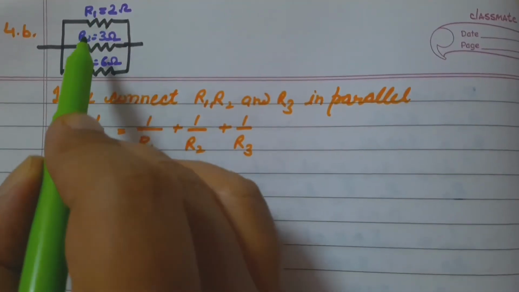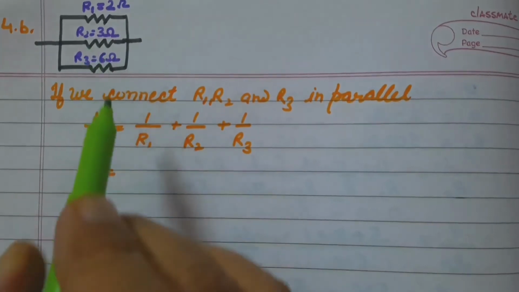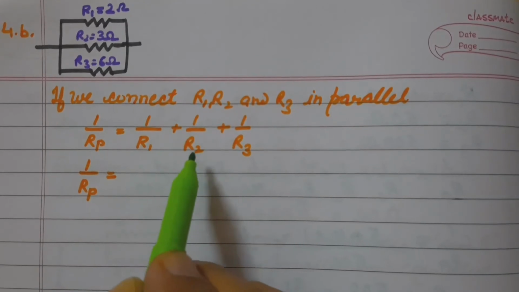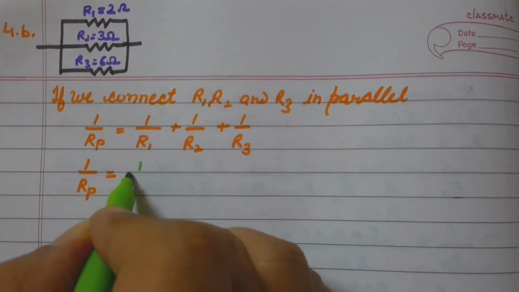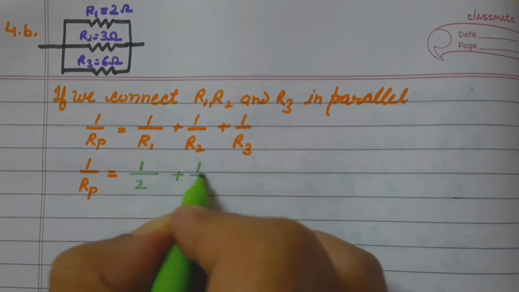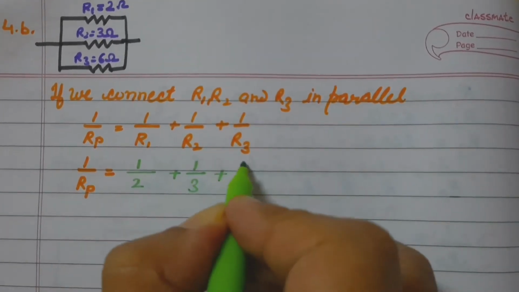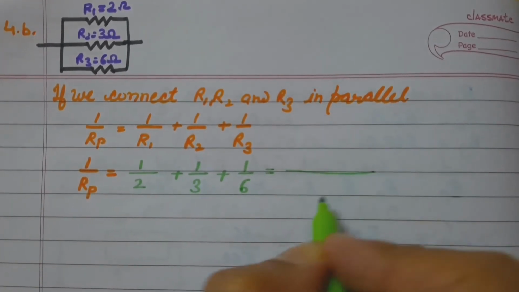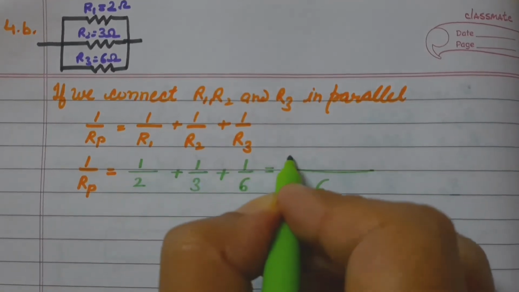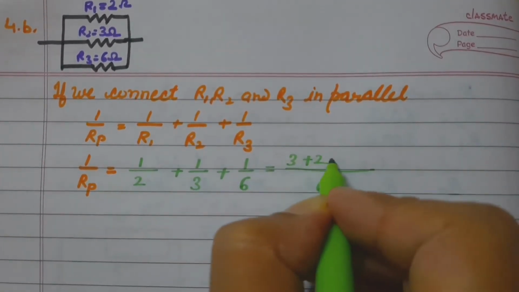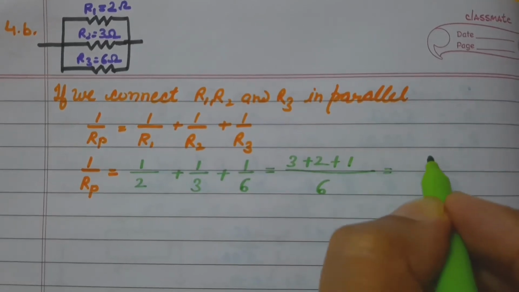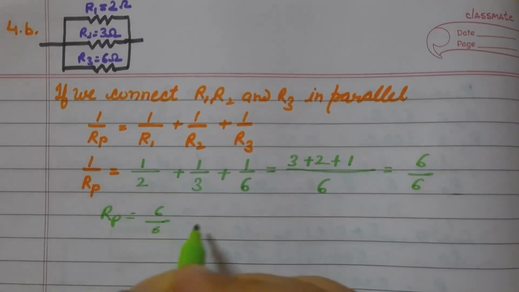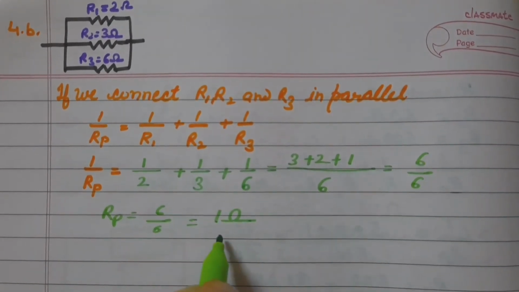If we connect R1, R2 and R3 in the parallel combination, then Rp can be calculated as 1 upon Rp equal to 1 upon R1 plus 1 upon R2 plus 1 upon R3. R1 is 2, R2 3, R3 6. Its LCM is 6. 2 threes are 6, 3 twos are 6, 6 ones are 6. It will be 6 upon 6. So Rp is in turn 1 ohm. This is desired answer.